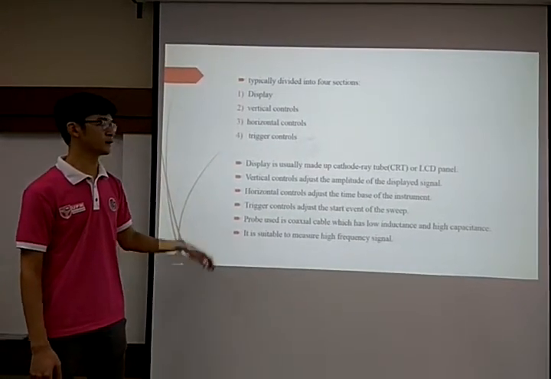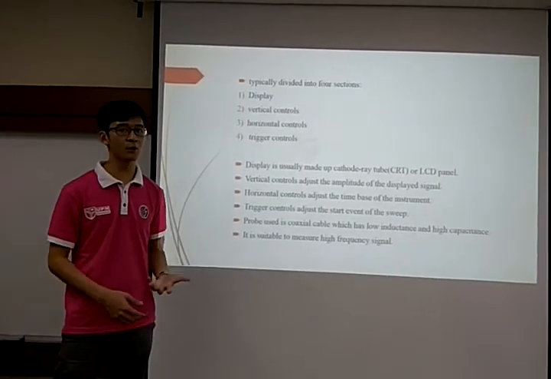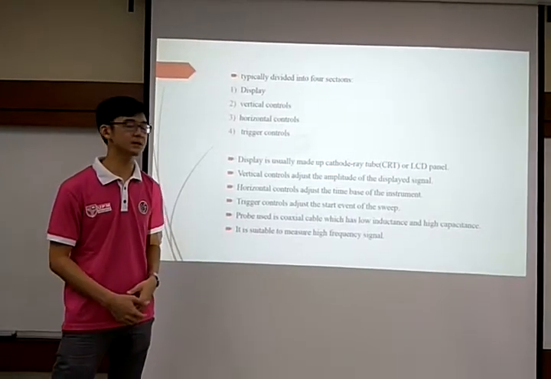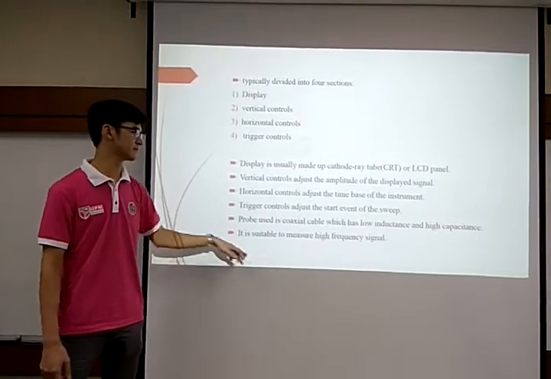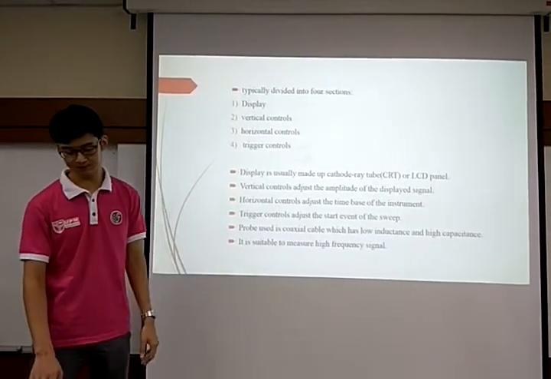When we want to measure a signal with the oscilloscope, we usually use a probe. The probe is usually made up of a coaxial cable, which has low inductance and high capacitance. That is why it is suitable for measuring high frequency signals.